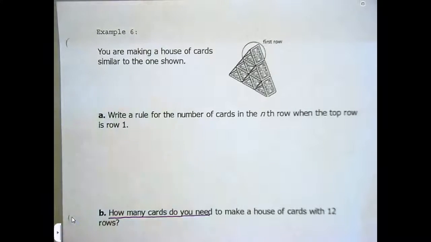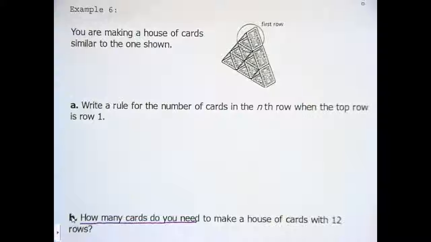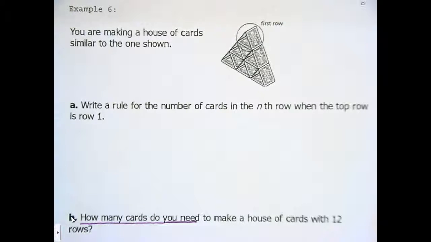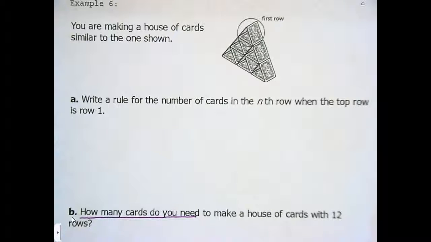Okay, so in example 6 here, this first part is really a decent review of what we did yesterday, or at least a quick summary of one part of yesterday's assignment. And then part B gets to the other piece that we didn't spend tons of time talking about, but it's using one of our other rules.